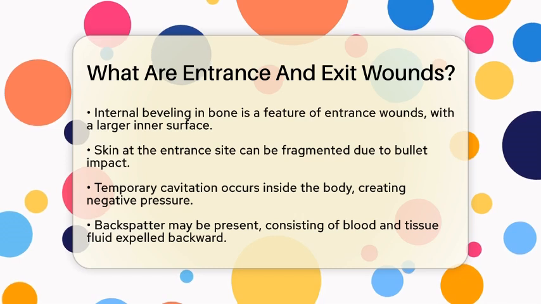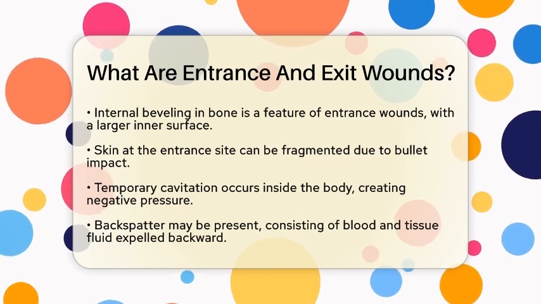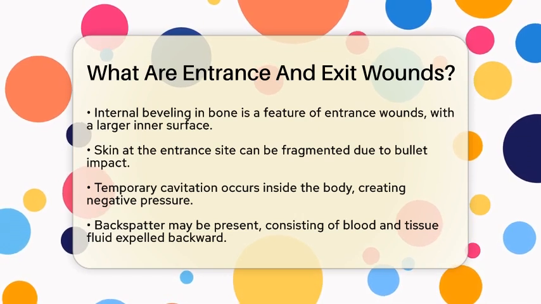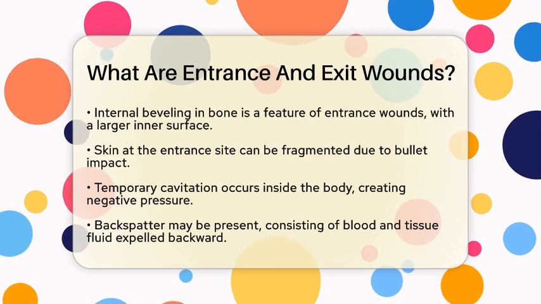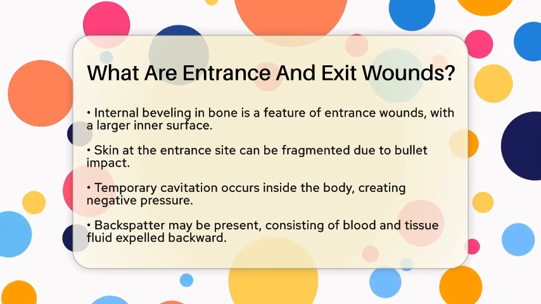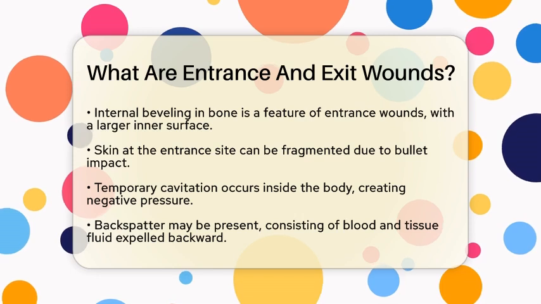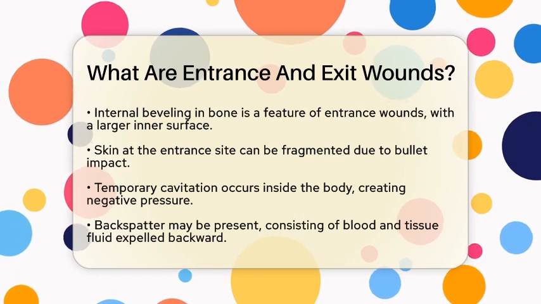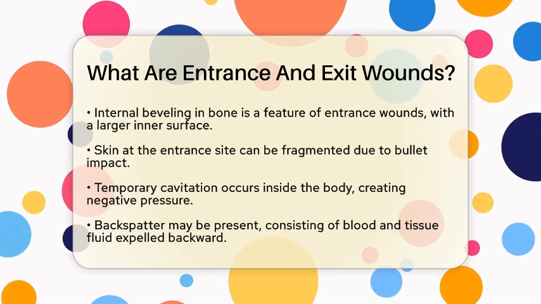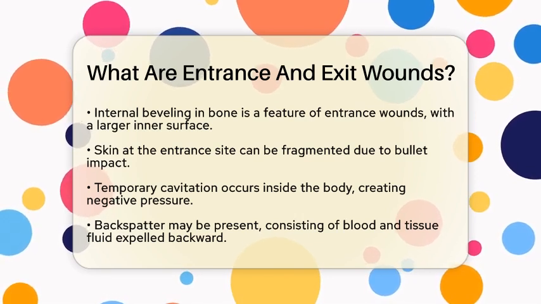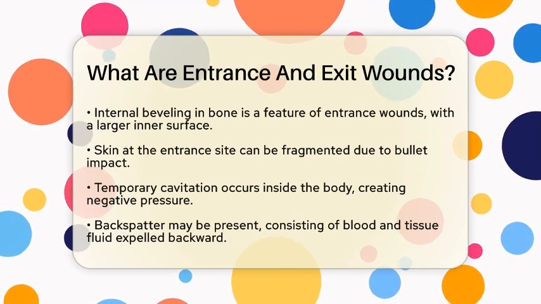Additionally, entrance wounds can show internal beveling in bone, meaning the inner surface of the bone defect is larger than the outer surface. The skin at the entrance site is often fragmented due to the bullet's impact. This creates temporary cavitation inside the body, which generates negative pressure that can pull skin particles into the wound. You might also see backspatter, which is blood and tissue fluid expelled backward from the wound opposite the bullet's direction.